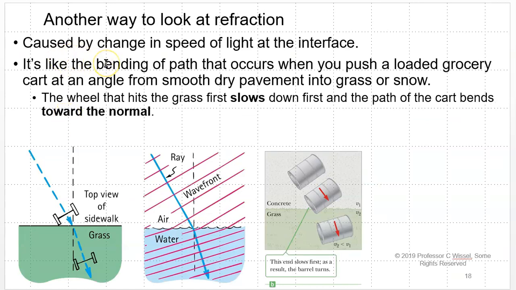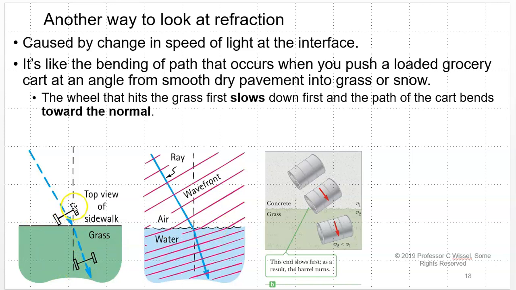Okay, now there's another way to look at refraction. Again, remember, it's caused by a change in the speed of light at the interface. And if you pushed a loaded grocery cart across the parking lot and then encountered either snow, someplace where the snow had been plowed off the lot, or grass, and you approach it at an angle like this, with this angle relative to the normal, when you try to push it through, it has a tendency to bend the cart. The cart wants to go this way, bend toward the normal. Why? Because the wheel hits this first.